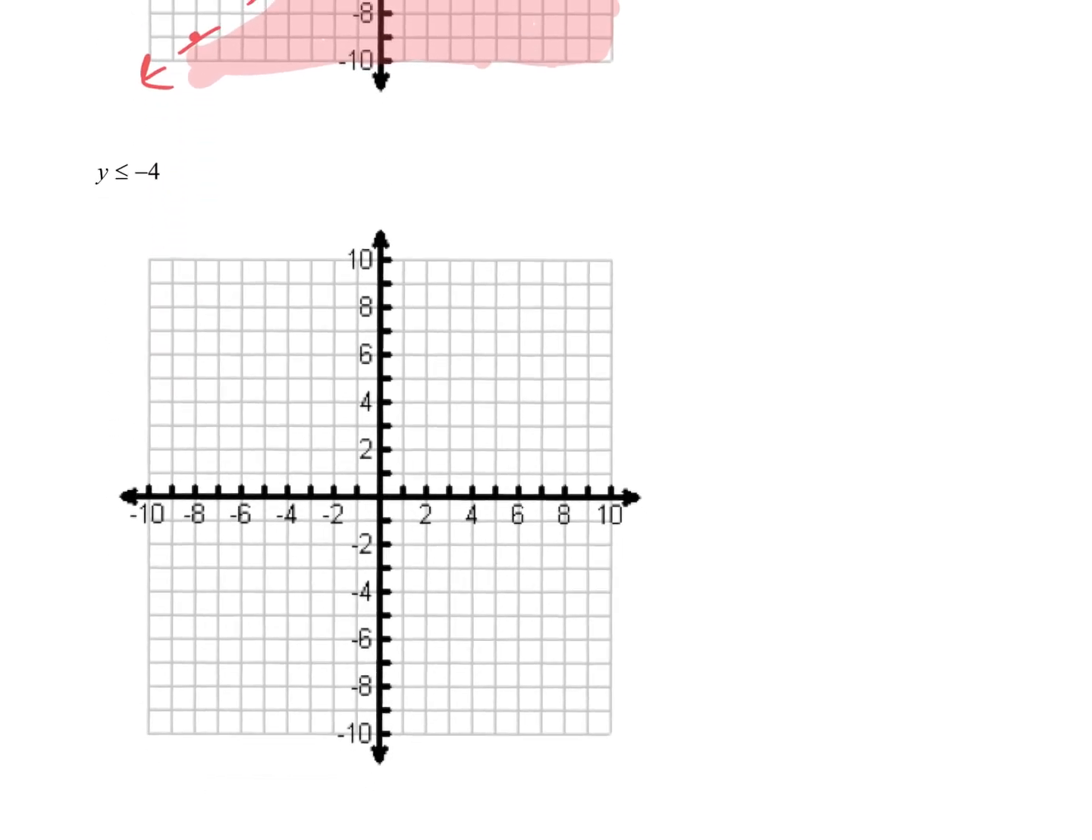Last example we're going to look at before we talk about systems of inequalities is if we don't have two variables. So we're going to review our horizontal and our vertical lines here. So if I have y less than or equal to negative 4, this is a horizontal line. So my points only go through negative 4 because that's my y value of negative 4. So this is an example of a horizontal line.